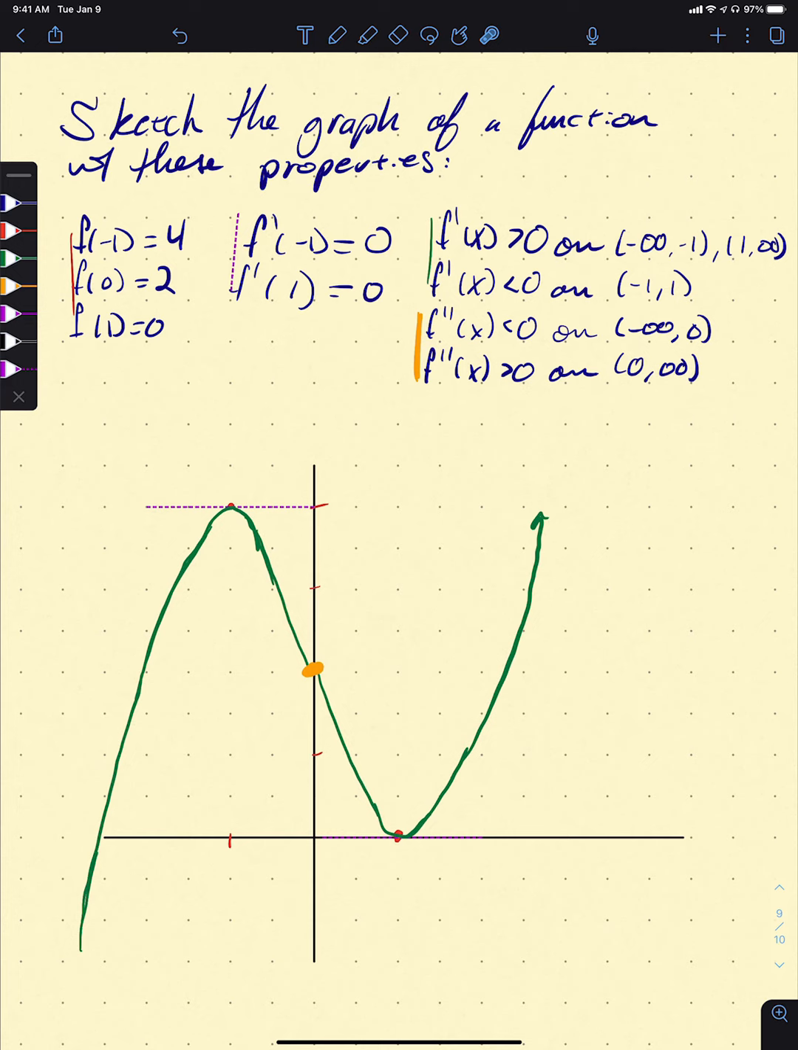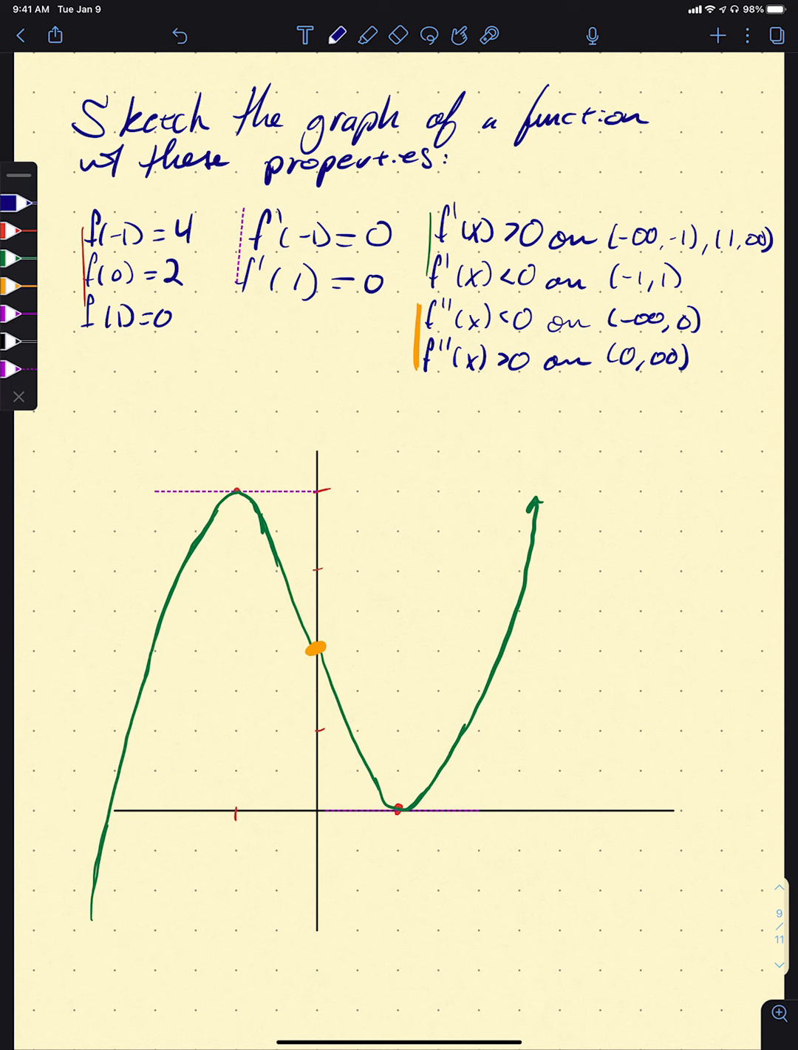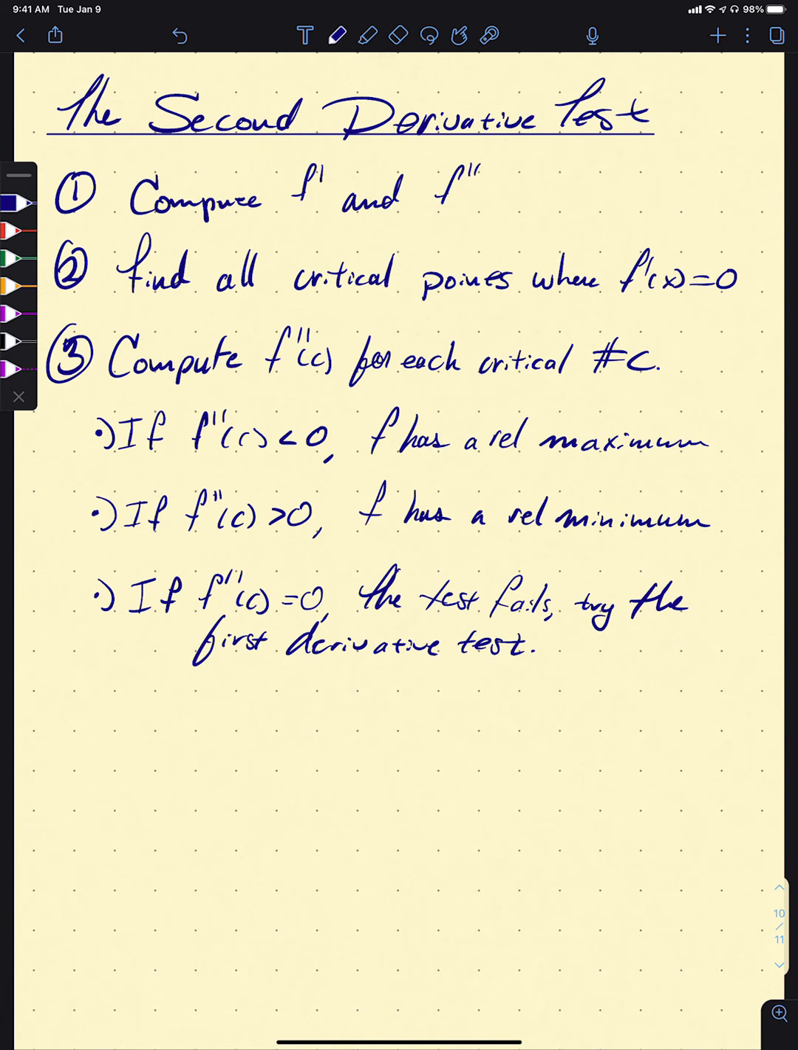And this is actually such a useful thing that we write this down as something called the second derivative test. And as per usual, I've showed up the second derivative test for you, okay? And I'll sort of walk you through it, right? First, we're going to compute f prime and f double prime, right? In order to use the second derivative test, we need the first and second derivatives. And then we find our critical points of the first derivative, right? Just like we did for the first derivative test.